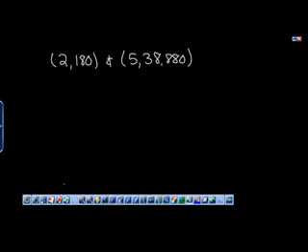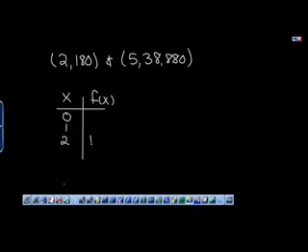So let's make a table. Okay, in our table, x is 0. We don't know what our f of x or our y is. 1, we don't know. 2, we know is 180. 3, we don't know. 4, we don't know. 5 is 38,880. Now remember when we discussed a and b, we said a is our constant and b is our growth or decay.